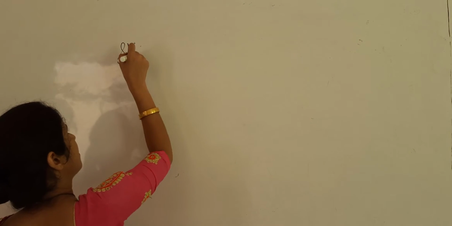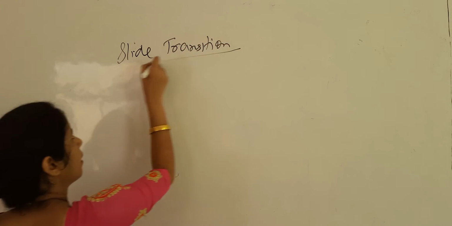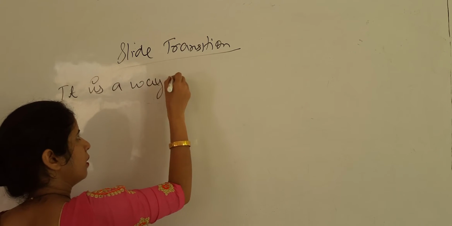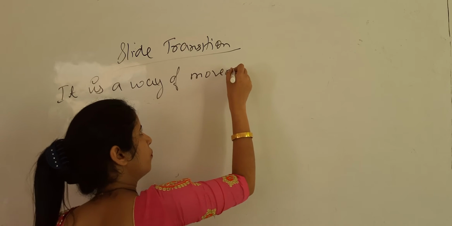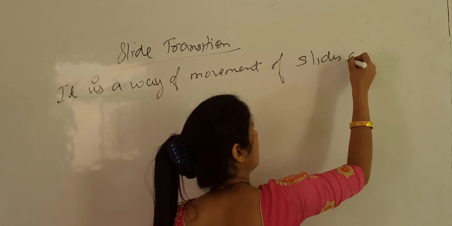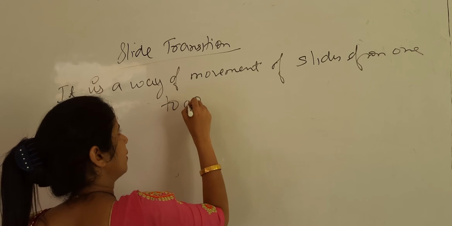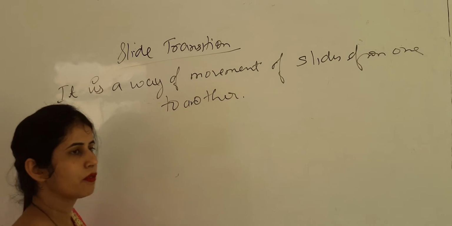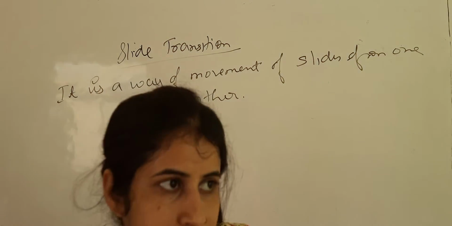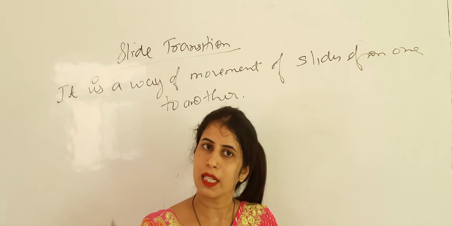Okay, slide transition. It is a way of movement of slides from one to another. Means when we are going to move our slides, it will show you the movement from first to second, second to third, and so on.